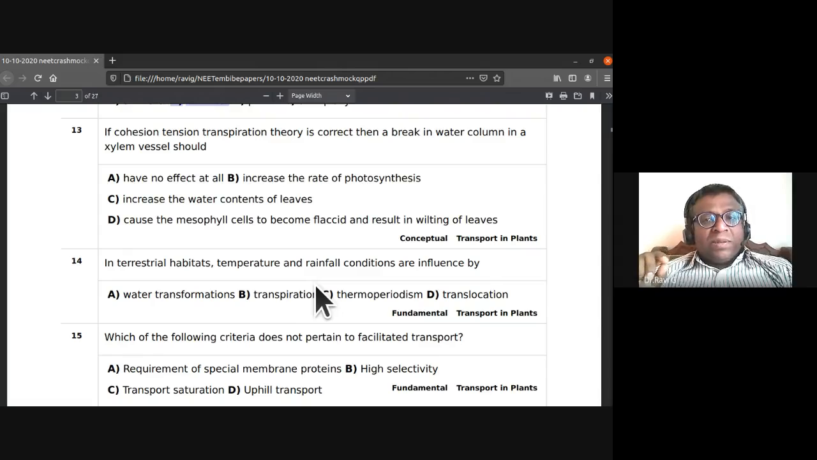If the cohesion tension transpiration theory is correct, then a break in the water column in a xylem vessel should have no effect at all, increase the rate of photosynthesis, increase the water content of leaves, or cause the mesophyll cells to become flaccid and result in wilting of leaves. So this is the answer. If there is a break in the water column, the mesophyll cells obviously don't have water, they become flaccid and the leaves are going to wilt.